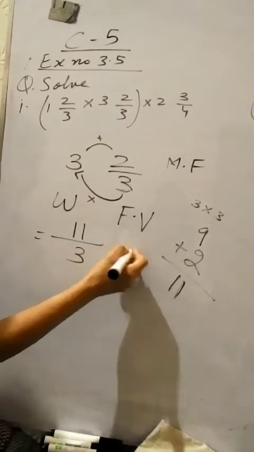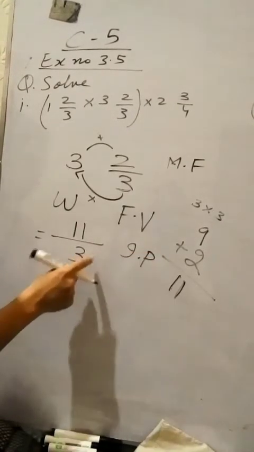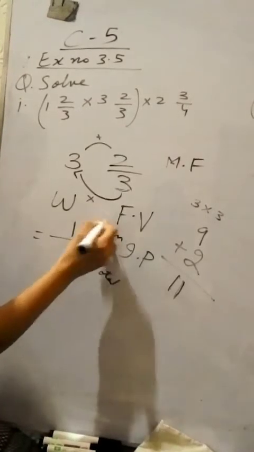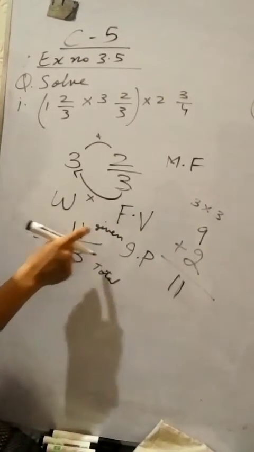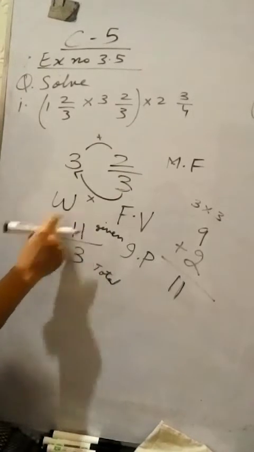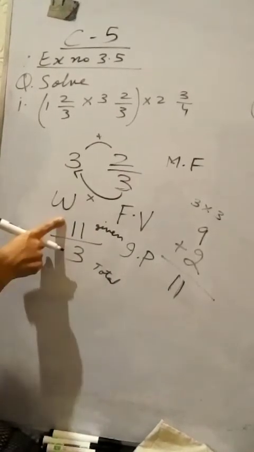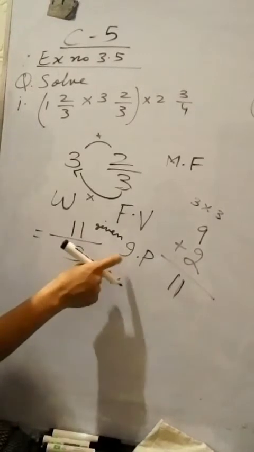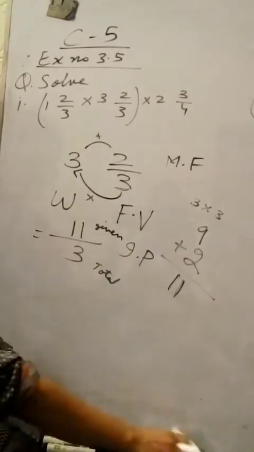This is an improper fraction. Why improper fraction? Because this is the total part and this is the given part. So we cannot give 11 out of 3. We cannot give 11 from 3. That is why this is called an improper fraction. Now we have to solve this.